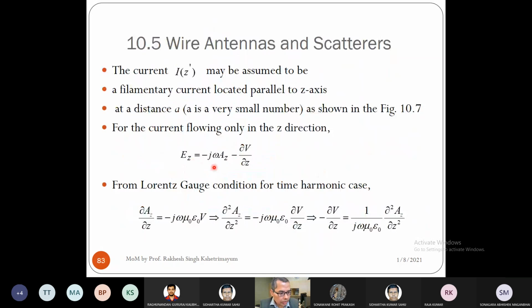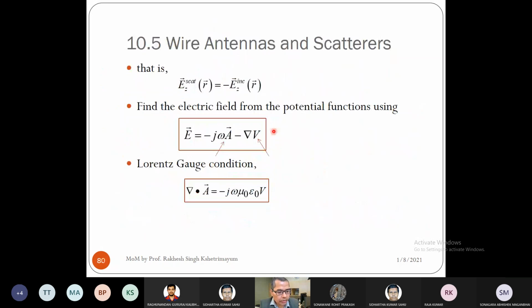This equation here, you use it to find the electric field. For electrodynamic fields, you need to have this extra term here. For time harmonic fields, you have j omega here. Let's say the electric field will have three components, x, y, and z. But for this case, we just want to know the z component, so the z component of the scattered electric field.